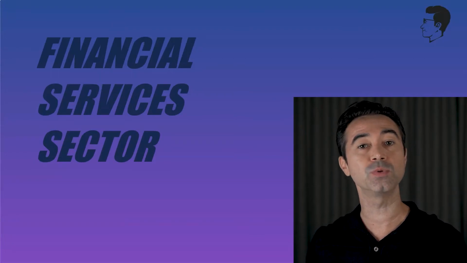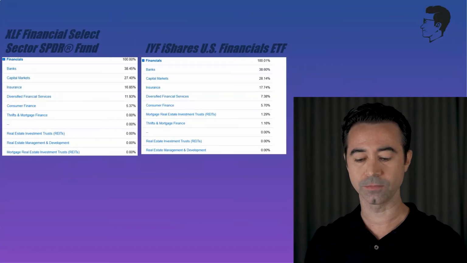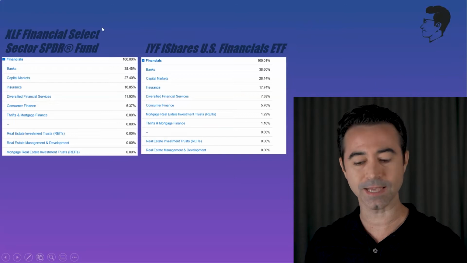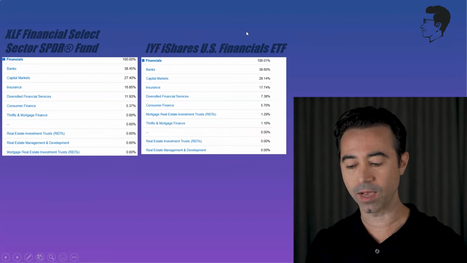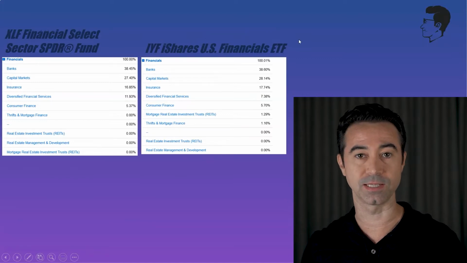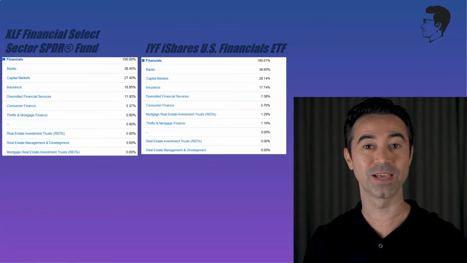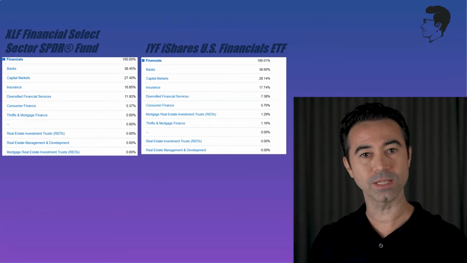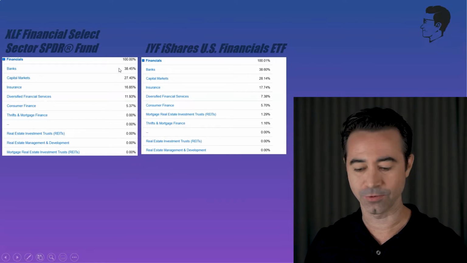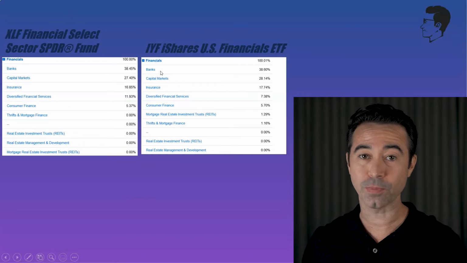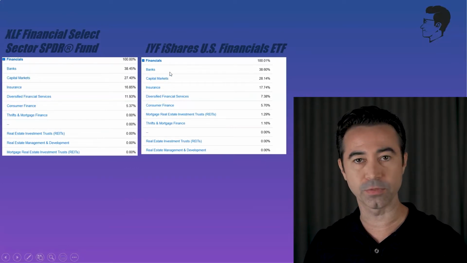So let's take a look at the financial services sector, the financial sector, and at 2 ETFs that track it. One is XLF, the Financial Select Sector SPDR Fund, and then IYF, which is the iShares US Financials ETF. Remember, these are tracking sectors, the financial sector. So what is within these 2 different ETFs? First we have banks. Banks are the largest part of both of these ETFs, making up 38% of both.